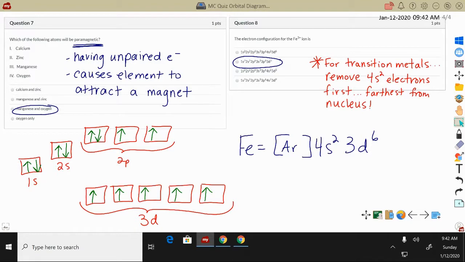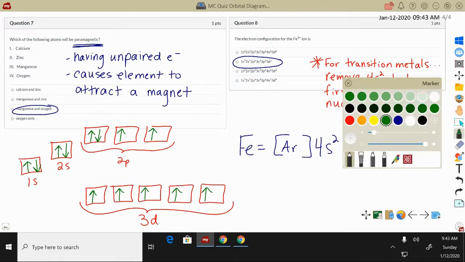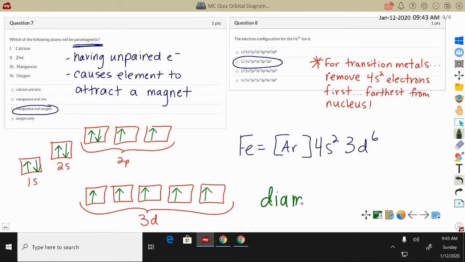And then at the end here, number 7 says, which of the following is paramagnetic? Okay, so paramagnetic means you have unpaired electrons. Unpaired electrons will cause an element to attract a magnet. Okay, so here's the problem with this. Paramagnetic means unpaired. The opposite of paramagnetic is diamagnetic. And that means all the electrons are paired.